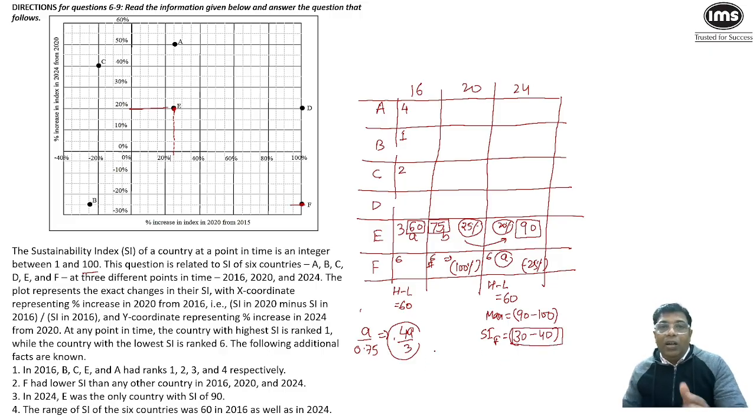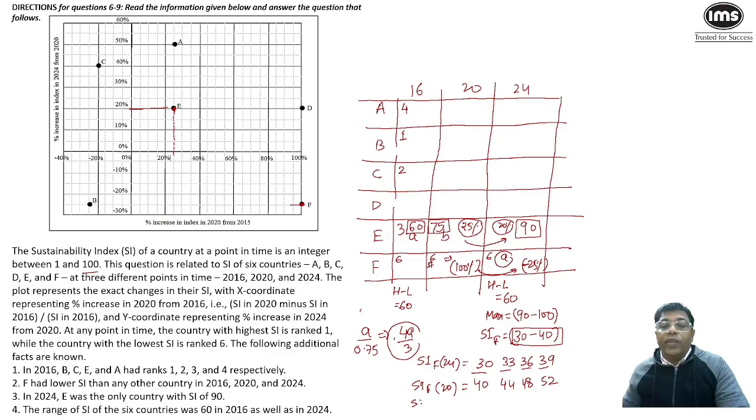Now if we mix these 2 points, then SI of F in 2024 can be either 30, 33, 36 or 39. These are the 4 values that F can take. If SI of F is 30, then SI of F in 2020 is 40, since this value has been reduced by 25%. This will become 44, this will become 48, and this will become 52.